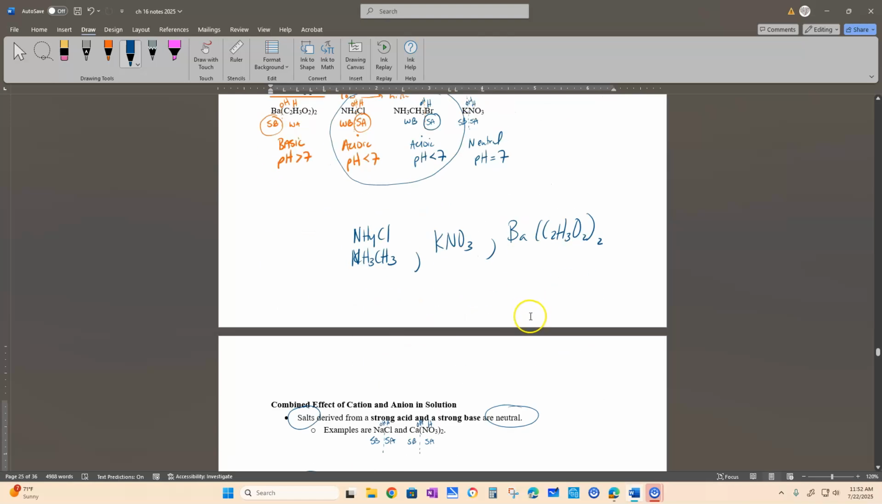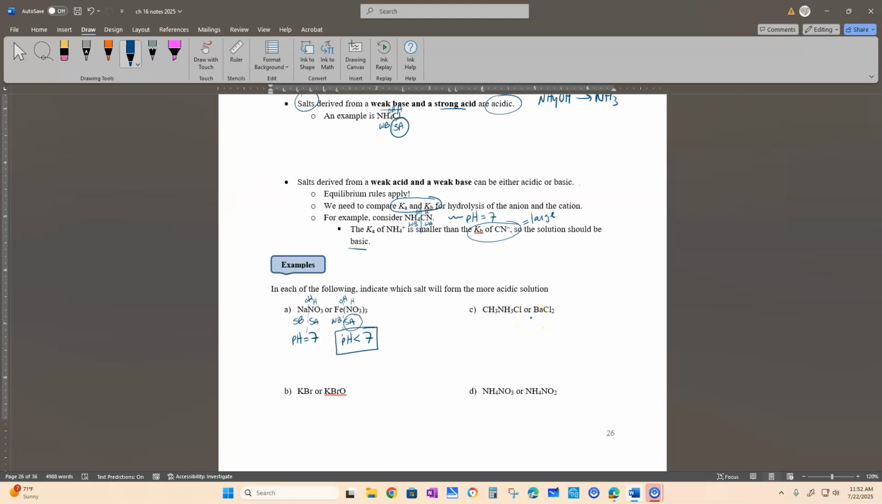I always get this question. I'm going to go back to the bottom example. Right here, Fe(NO3)3, but it's parentheses 3. Does that mean it's 3 times stronger? Yeah, it actually is. Okay, that means you have 3 times the nitrate than you have over here. So either way, you still were acidic because that strong acid was dominating.